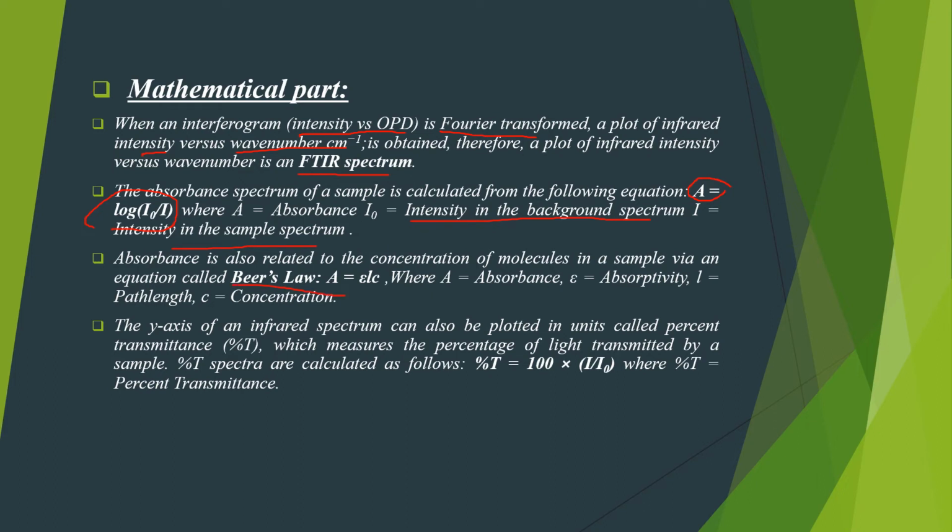We can use Beer's law, which is given by A = εLC. You can see their meanings. So we can also do quantitative analysis, that is, how much quantity or what concentration is present. And this is the transmittance formula.